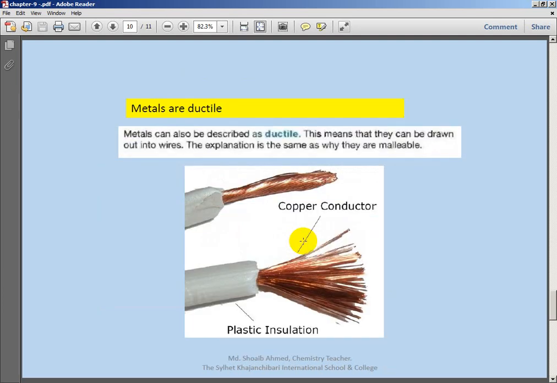Now metals are ductile. Metal can also be described as ductile. This means that they can be drawn into wires. The explanation is the same as why they are malleable: when we apply force, the layers of metal slide over each other. Like this copper conductor, with plastic over the copper wire. It can be turned into wire. For this reason, metals are ductile.